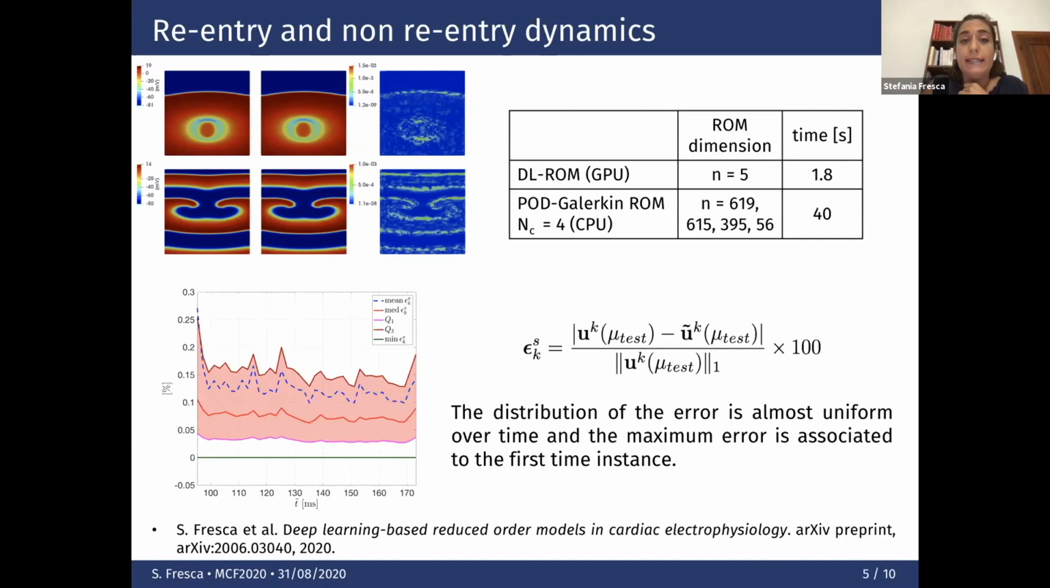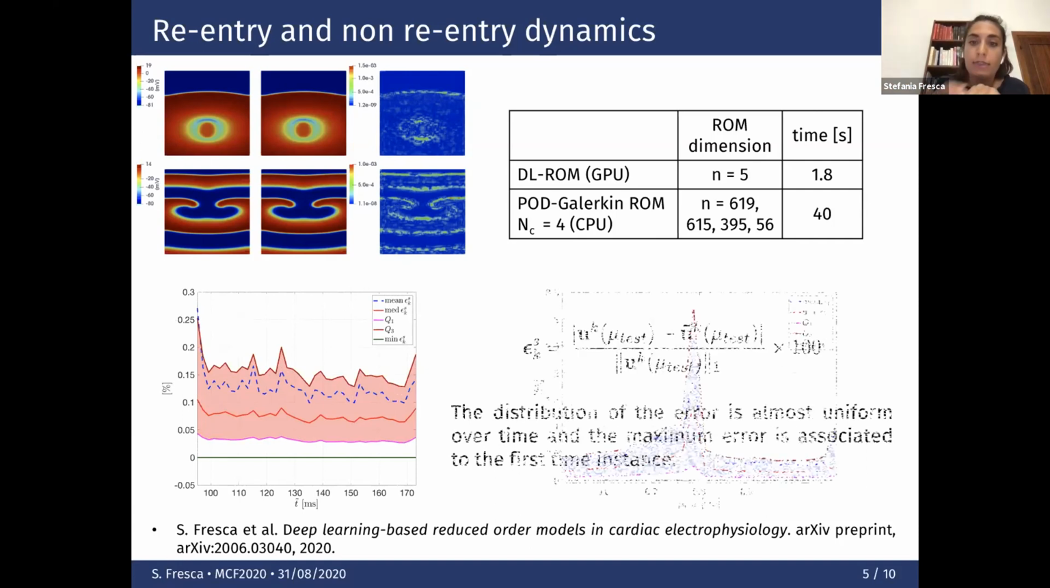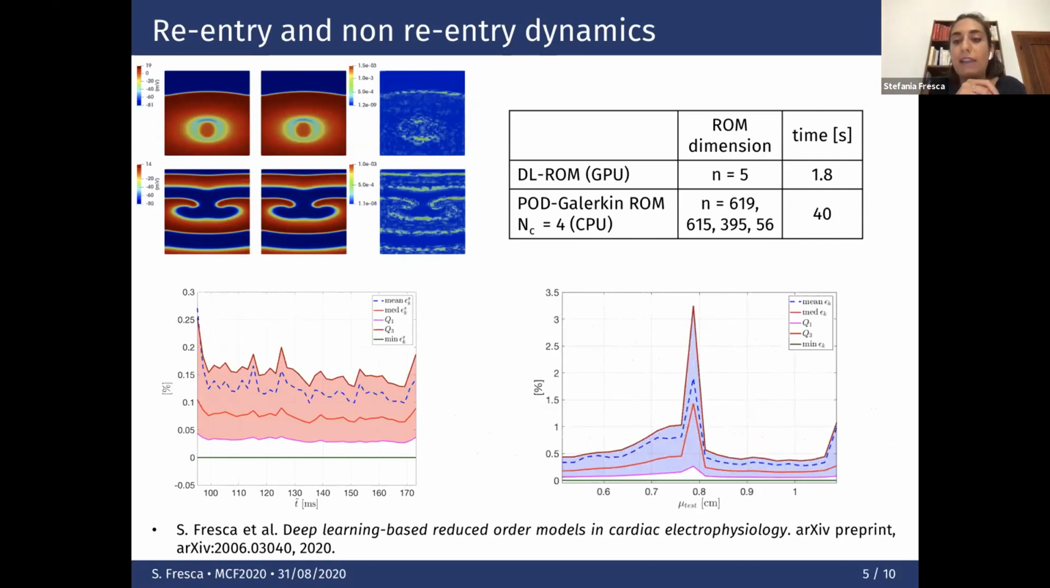By fixing a testing parameter instance and looking at the distribution of the error over time, this distribution is almost uniform, and the maximum error is associated with the first time instance, which is the most different over the parameter space. Then we repeat this analysis, but this time by fixing the time instance and looking at the distribution of the error over the parameter space. This error is always lower than 1%, except for the testing parameter instance associated with the interface between the reentry and the no-reentry range.